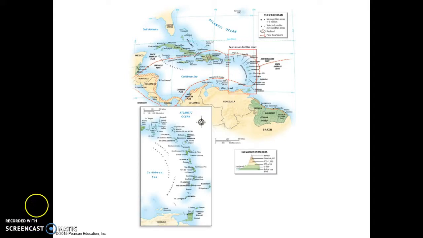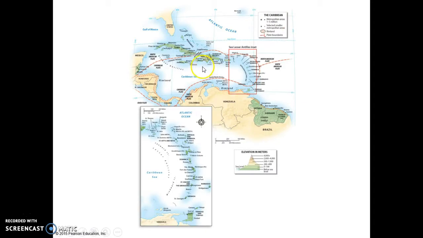Notice the physical geography. Let me just point out a few things. Basically the Caribbean region is made up of 26 countries. Most of them are small countries, or maybe I should say all of them are small countries.